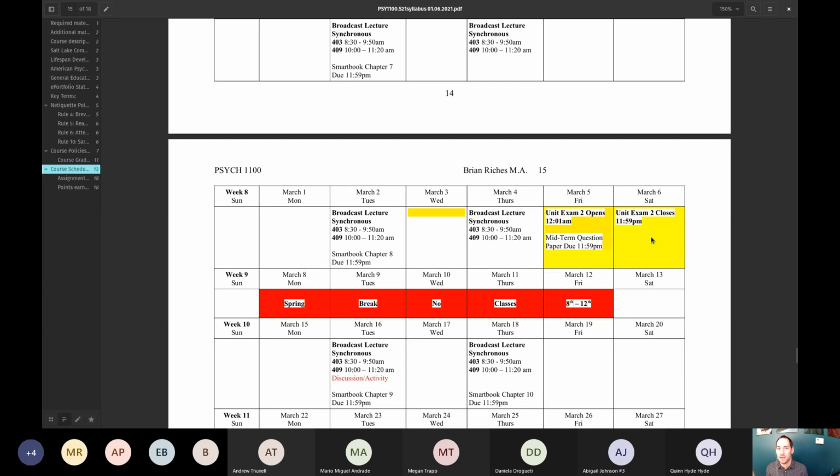And then after that, you get a little break for spring break. I forgot that spring break. It seems so early here in March, which it's March now, so that's cool.